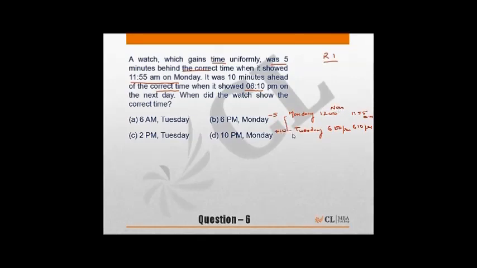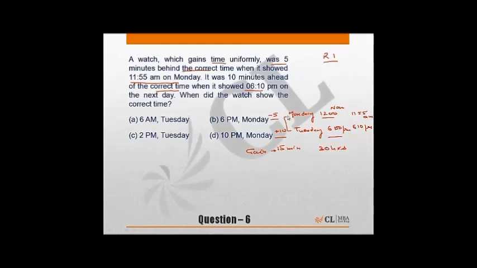All I can say, the clock has gained 15 minutes. So -5, 5 minutes behind, to 10 minutes ahead, it has gained 15 minutes. So it has gained 15 minutes in how much time? From Monday 12 noon to Tuesday 6 pm, that is 24 plus 6, 30 hours. So in 30 hours, it has gained 15 minutes.